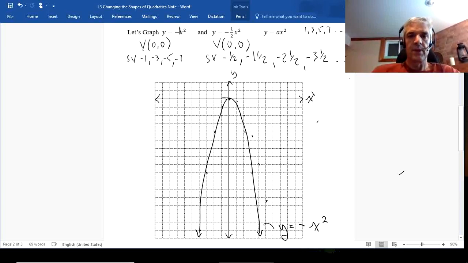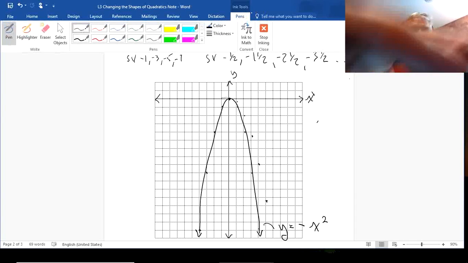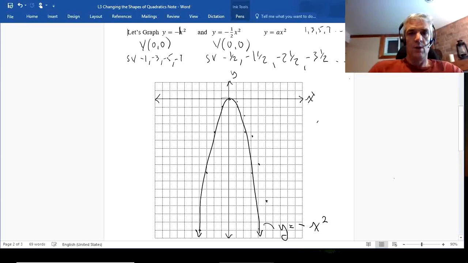Over 1 and down. Pen's turned off, sorry. Over 1, down 1/2. Over 1, down 1.5. Over 1, down 2.5. Over 1 and down 3.5. So 1/2, 1, 2, 3, and then finally over 1 and down 4.5. 1, 2, 3, 4.5. Should be lined up with the other side.